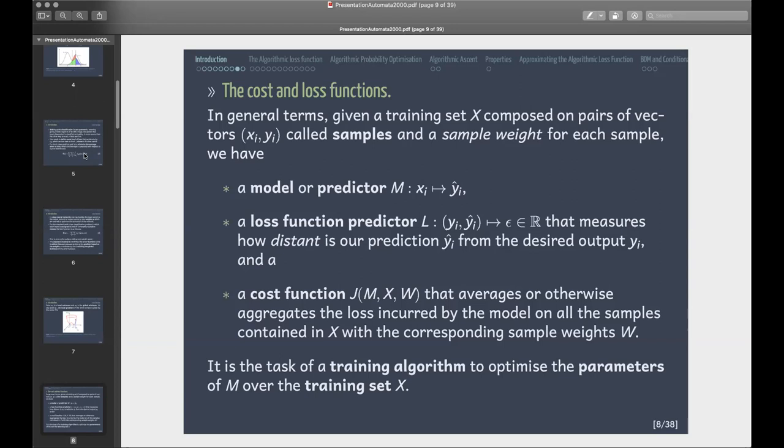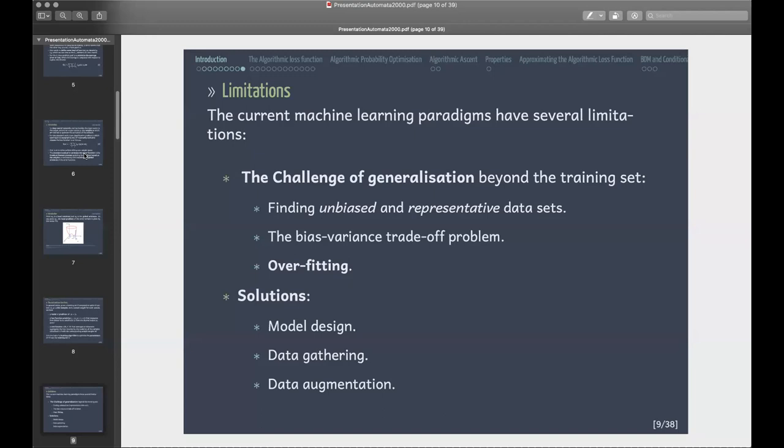All right, the current machine learning paradigms have several limitations, which we also try to address in the next part on algorithmic probability. Most important is the challenge of generalization beyond the training set. This is addressed by finding unbiased and representative data sets, fine-tuning the bias-variance trade-off problem, and fighting the overfitting of a model. The solutions would be adjusting the model design, so we can see different topologies of a model change, mining for more relevant features in data, but also applying data augmentation. But that is the limitation we want to overcome with the next part.